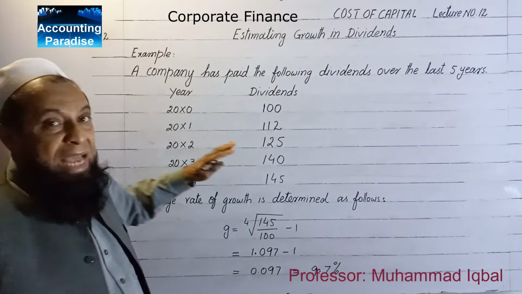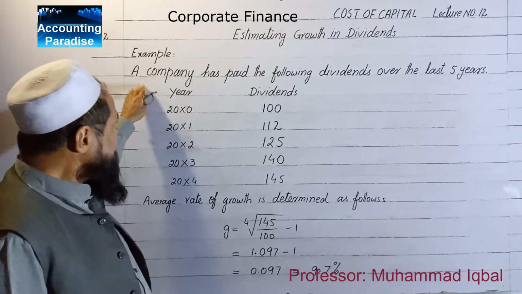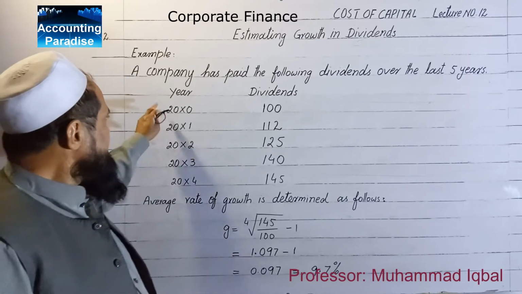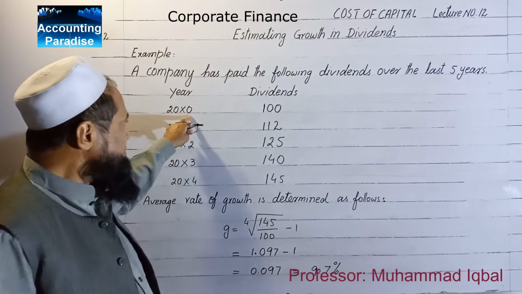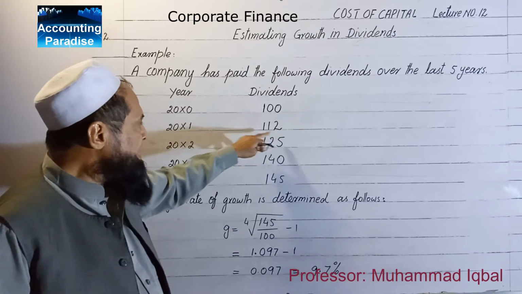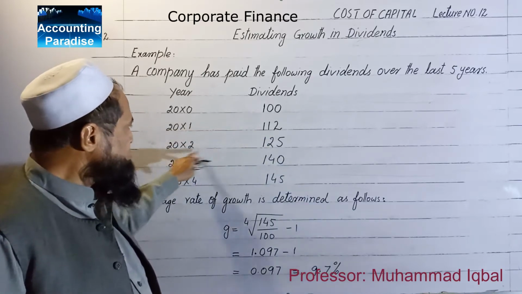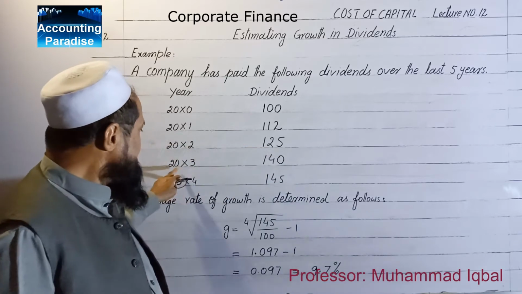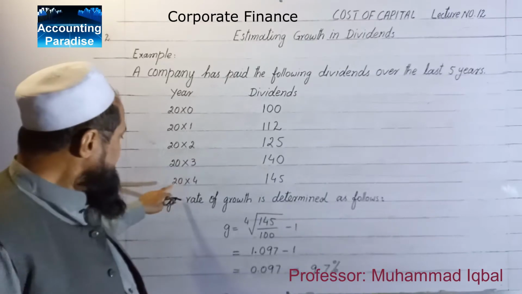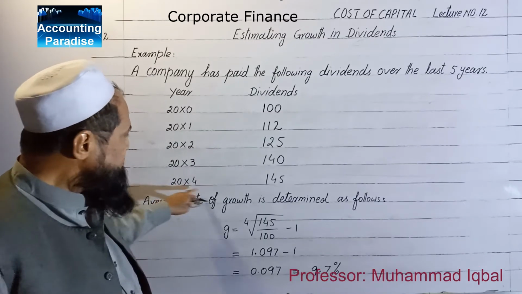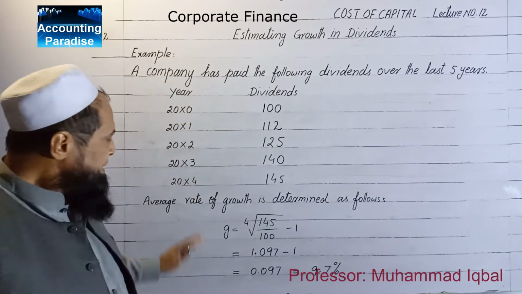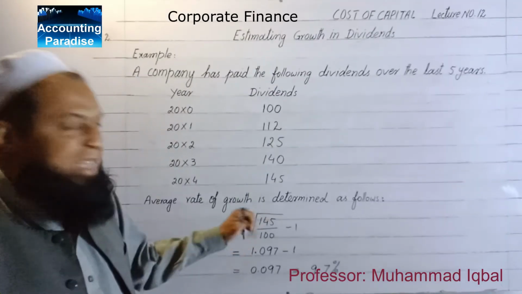The example of the extrapolation method. A company has paid the following dividends over the last 5 years. In year 20X0, the dividend is 100. In 20X1, 112. In 20X2, 125. And in 20X3 it is equal to 140. And in 20X4 it is 145.